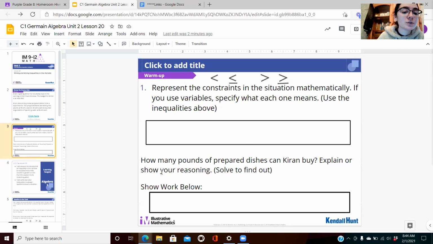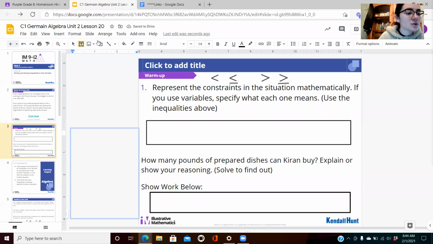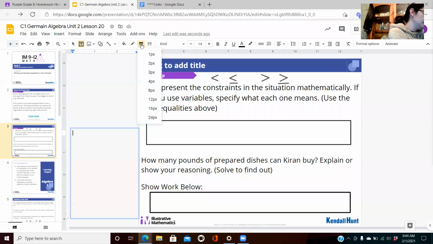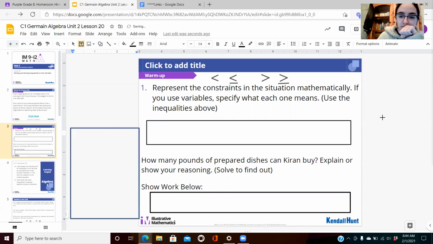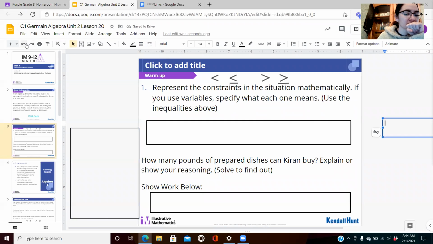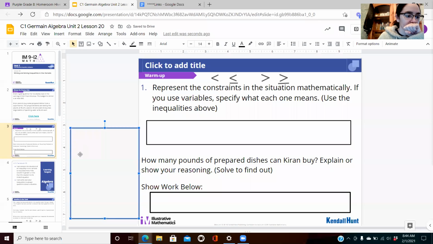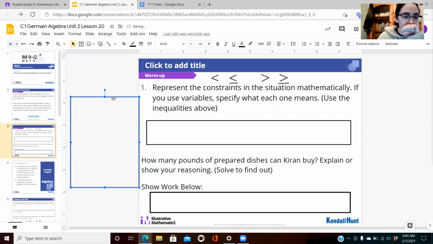And then I want you to find the solution to the inequality. How many pounds of prepared dishes can Kieran buy? Explain or show your reasoning. I want you to take 2 minutes right now to first write your inequality, then to solve it. If you need to insert a box for your work on the side over here, you can do that. Once you get some inequalities, let me know in the chat.